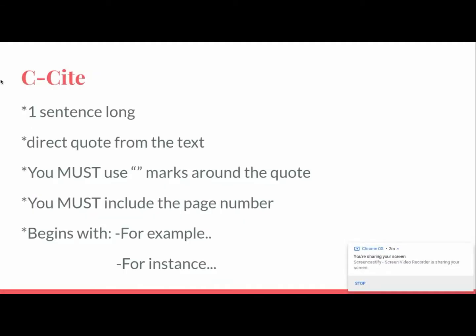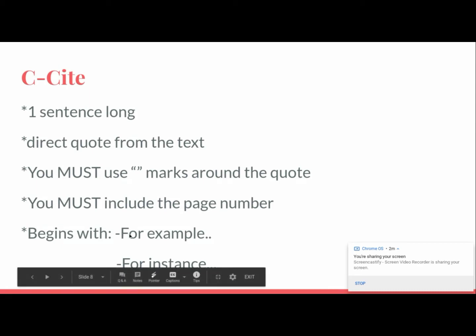Okay, C is one sentence long. It's a direct quote from the text. You must use quotation marks around the quote, and you must include the page number. And you can begin your sentence with for example or for instance.